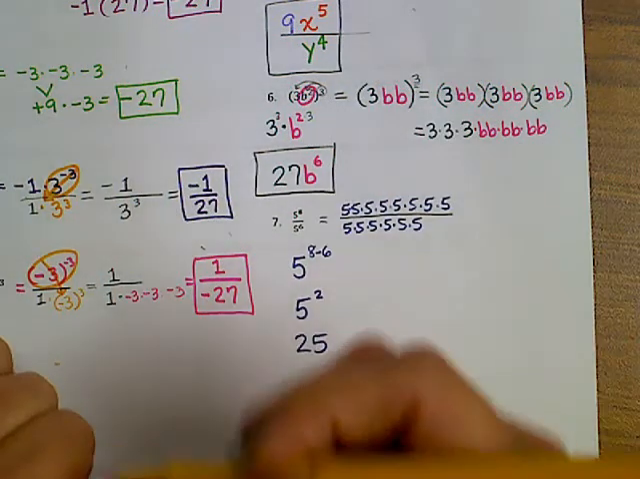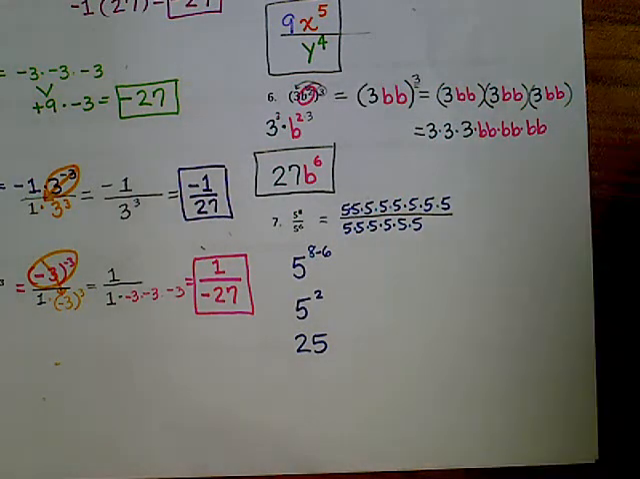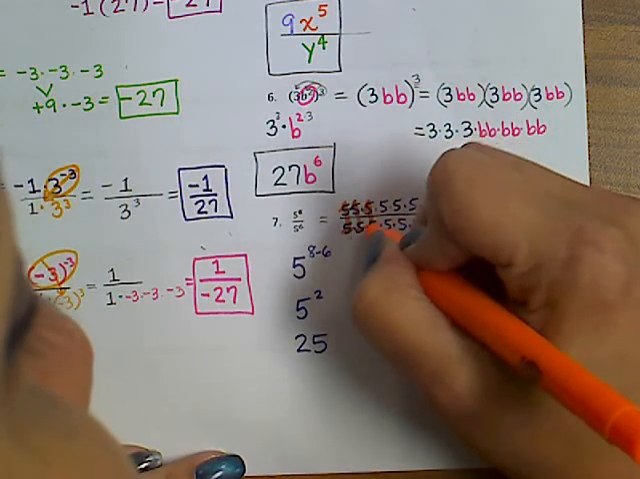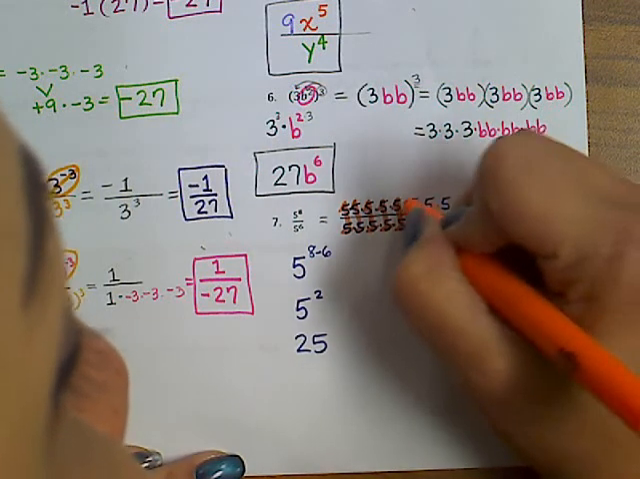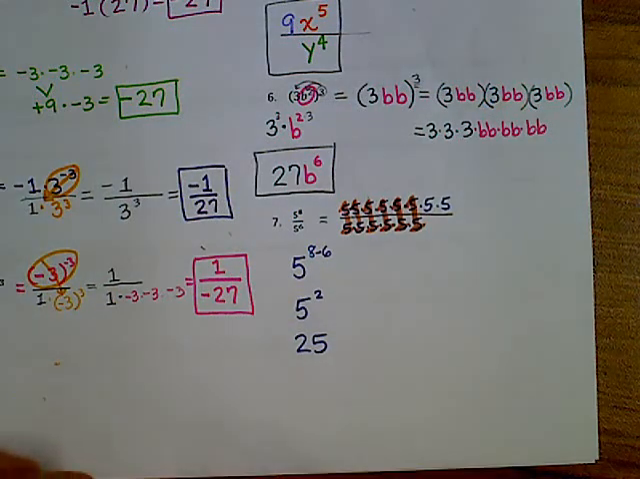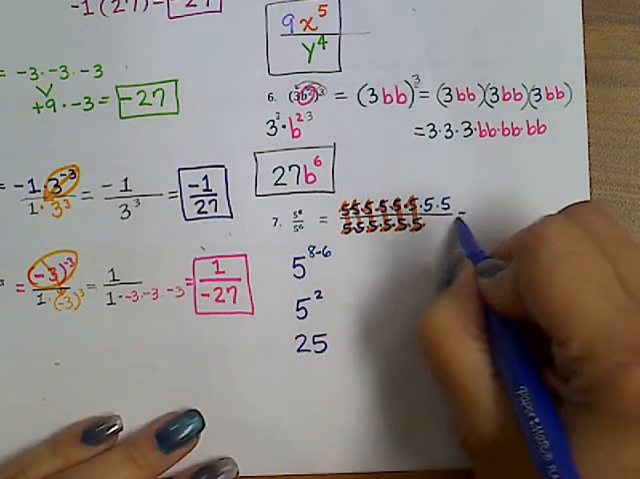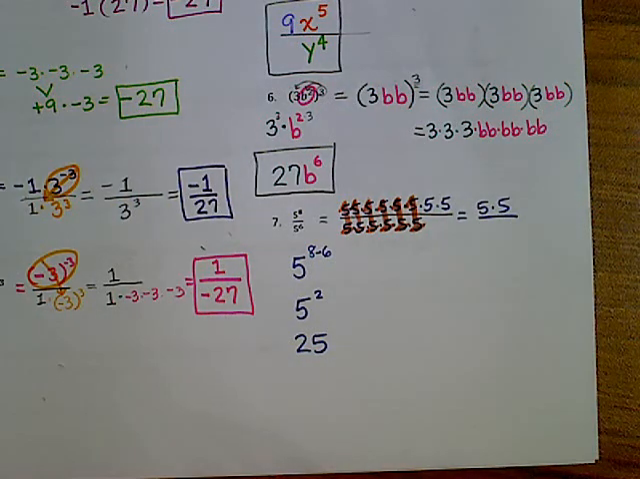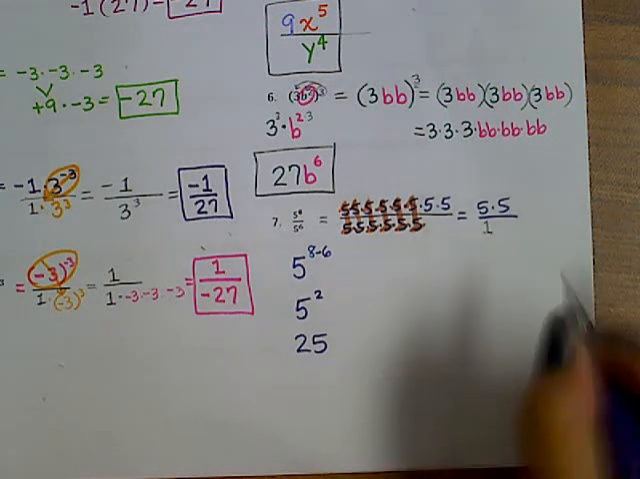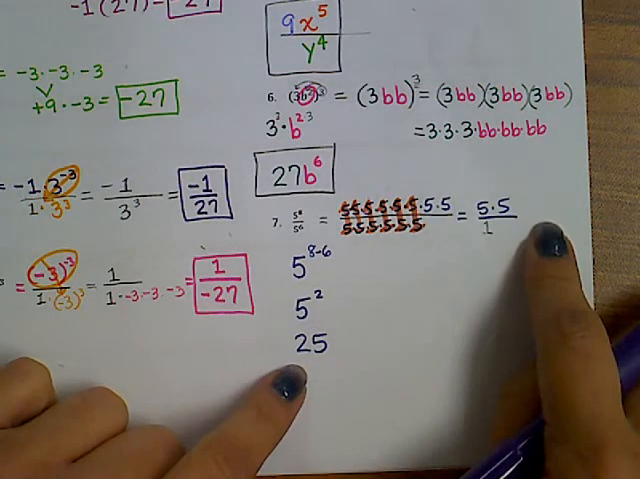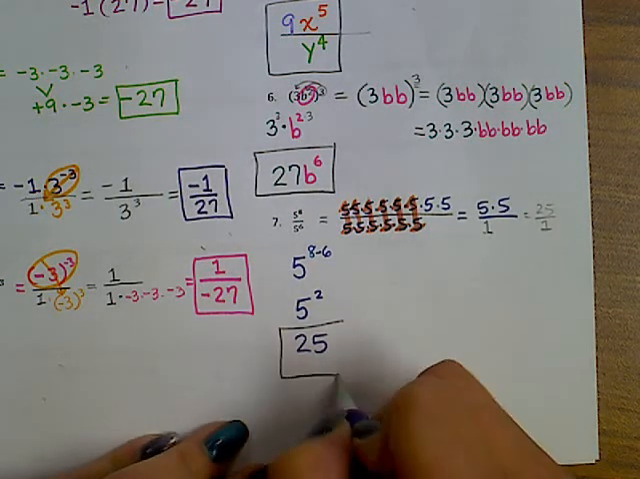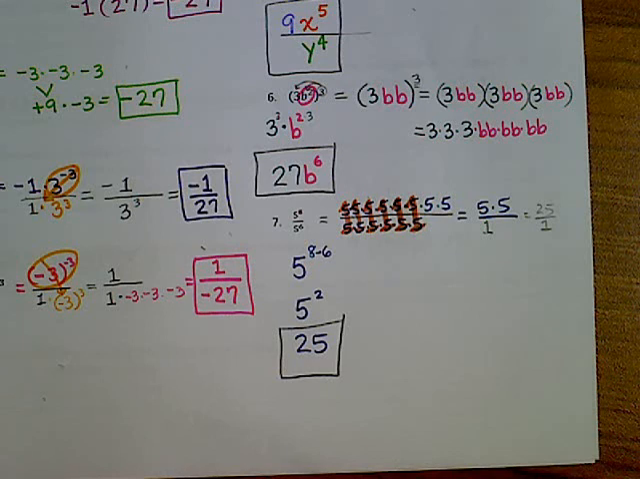And as usual, I would go ahead and reduce whatever I could to 1. So 5 over 5, 5 over 5. Leaving me with just 5 times 5 over an implied 1. And 5 times 5 is, of course, 25. So 25 over 1 still gives me 25. And that is the end of page 1 front side.